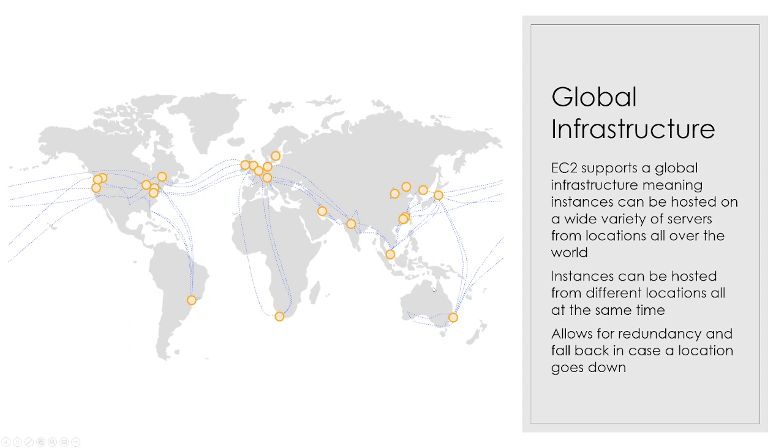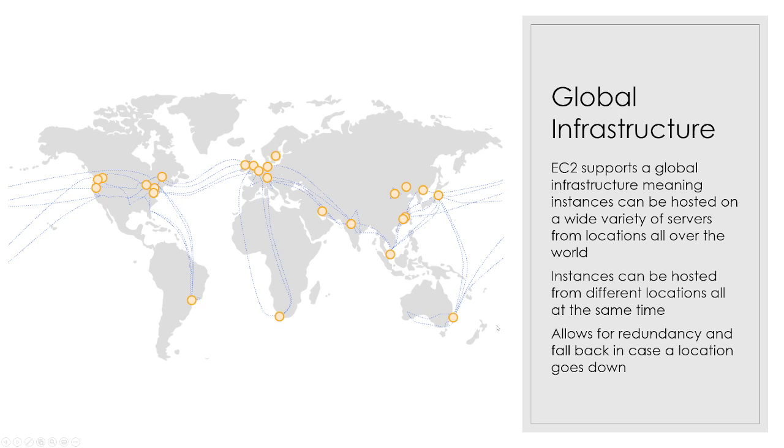Now, EC2 supports a global infrastructure, which essentially means that, like I said before, instances can be hosted on a wide variety of servers from locations all across the world. This map is taken directly from Amazon's website, and it essentially displays their key servers all over the world, so you can see no matter where you are, you're going to have good coverage and you're always going to be staying connected with relatively low latency.